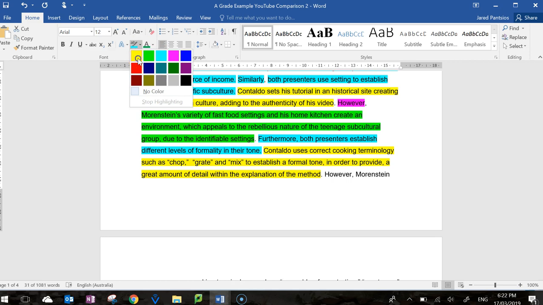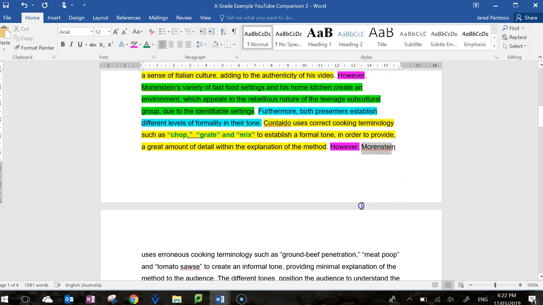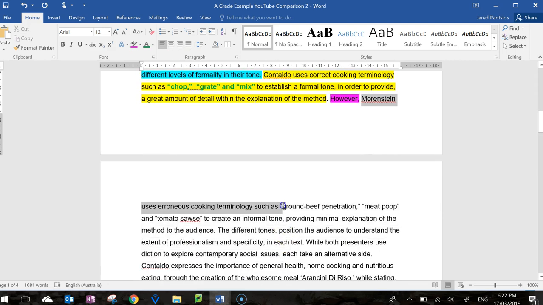So let's color that yellow. I'm going to go ahead and point out that this is clearly language in terms of the specific example, which the students and yourself need to adhere to. So that's why I've colored it green. If we remember the organization, we have the comparison of however. Morrisstein uses erroneous cooking terminology such as ground beef penetration, meat poop, and tomato sauce to create an informal tone, providing minimal explanation of the method to the audience.